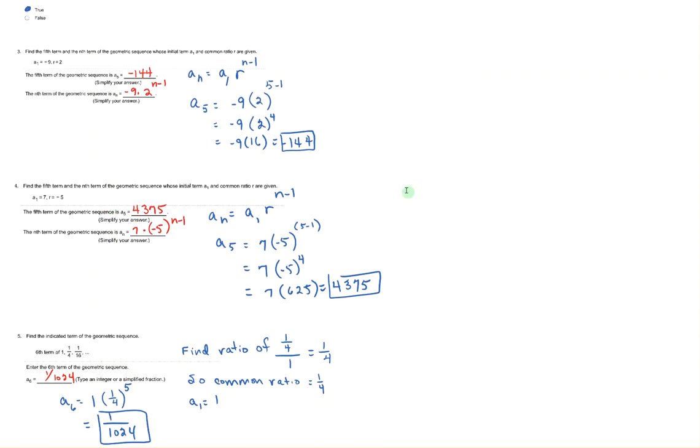Find the fifth term and the nth term. So we are using this formula. We have a sub 1 is -9, r is 2. So a sub 5 would be -9 times 2 to the 5 minus 1. That becomes 4. 2 to the 4th is 16, and you multiply it by -9, you get -144. The nth term means you're just going to plug in the -9 and the 2, -9 here, 2 there, and leave the n minus 1. So this is generic.